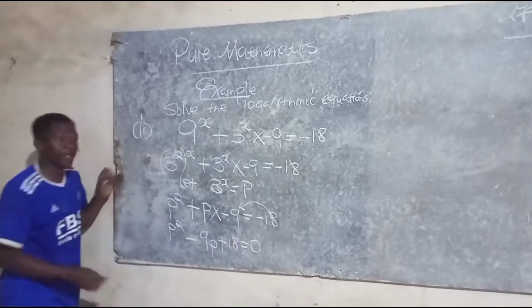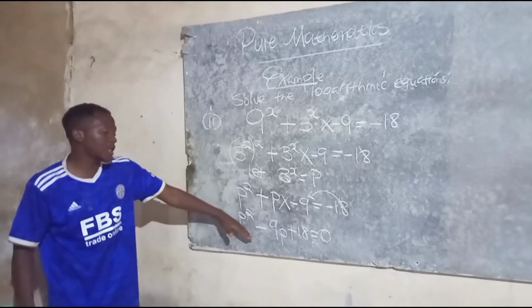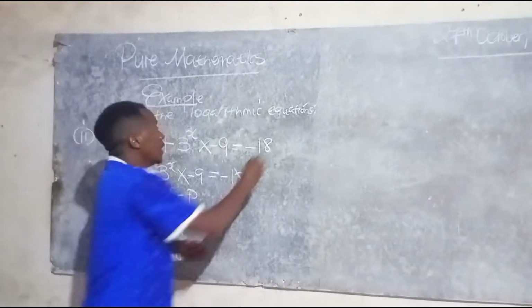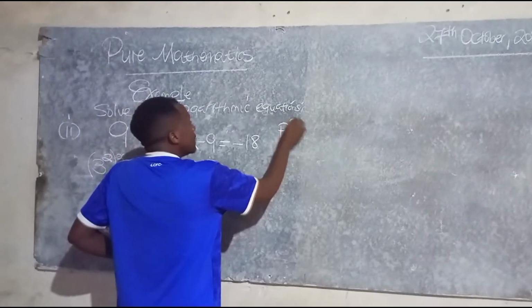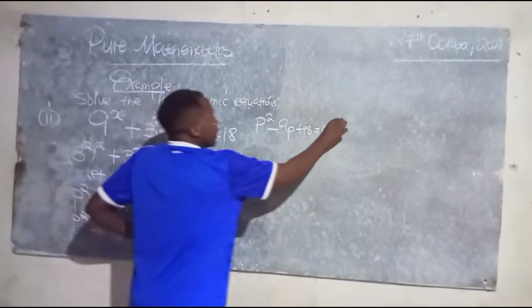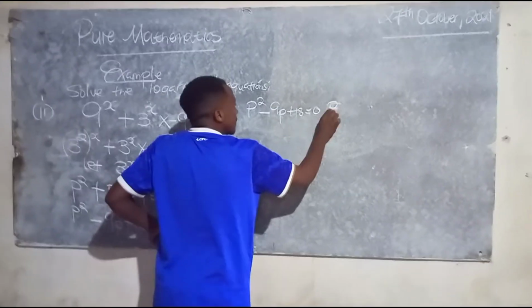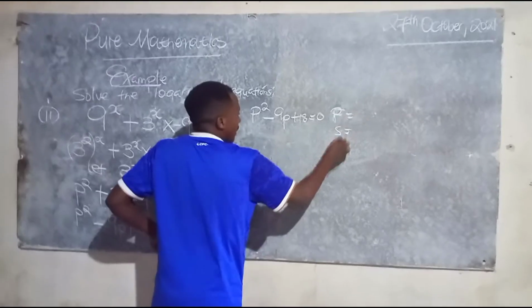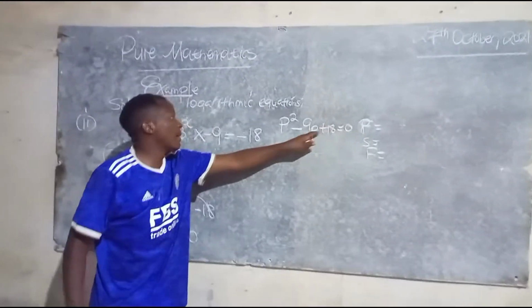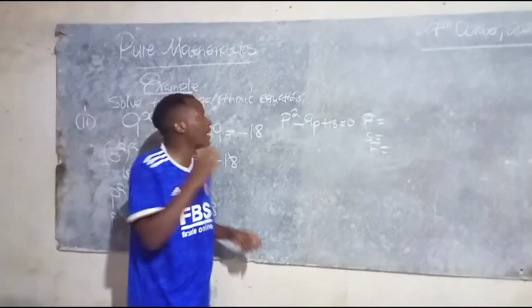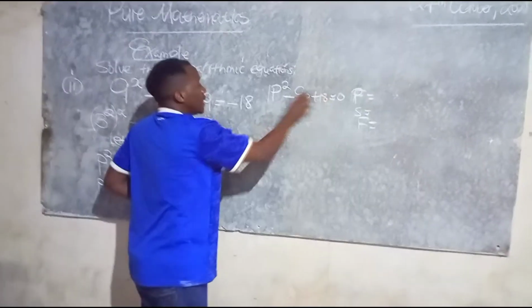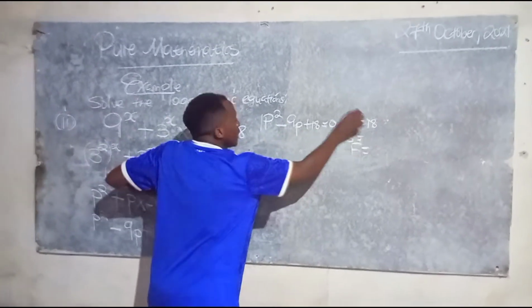Everything equated to 0. Upon reaching this stage, we are now going to solve using the product, the sum, and the factor. So we have p squared minus 9p plus 18 equals 0. I'm going to find the product, the sum, and the factor. The product is when two numbers are being multiplied, and the numbers are the coefficient of the variable with the highest power and the constant. So 1 times 18 is 18.